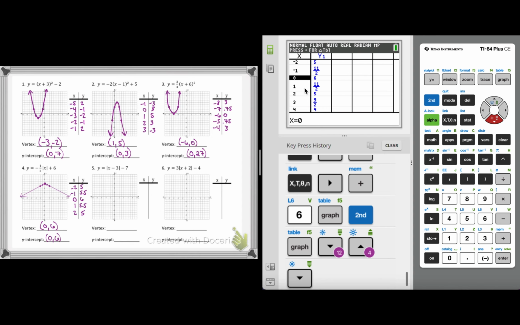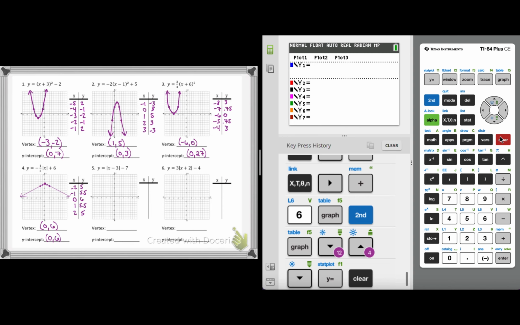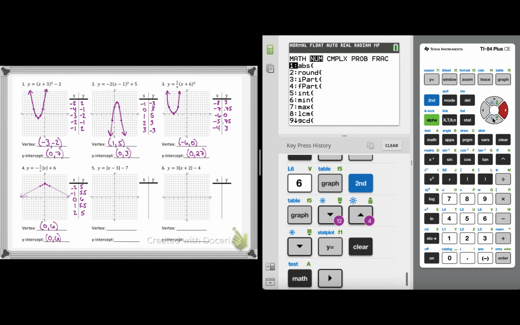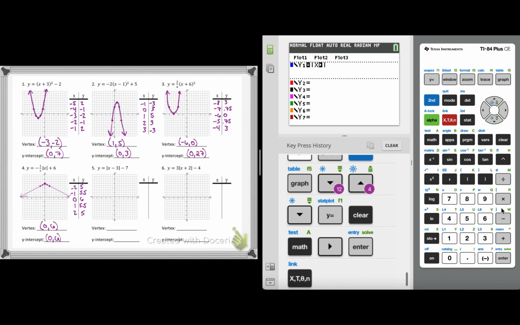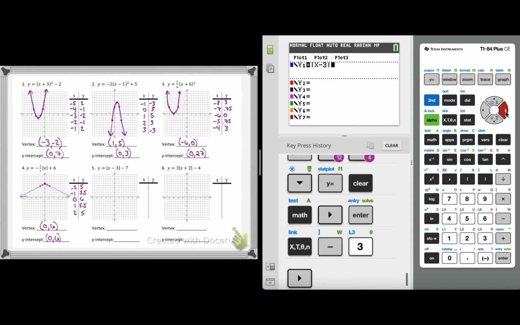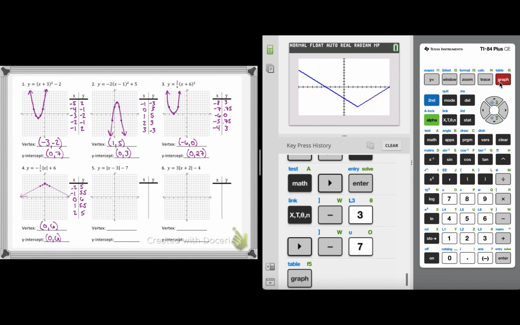So for number 5 and number 6, we're going to go ahead and enter them in. So for 5, we've got the absolute value of x minus 3, minus 7. So again, to get absolute value, I cleared out. Let's go to math, number, enter. And we'll type in the x minus 3. Use our cursor, get out of the bars, and type minus 7. Here's my graph. So I get my nice V-shaped graph.